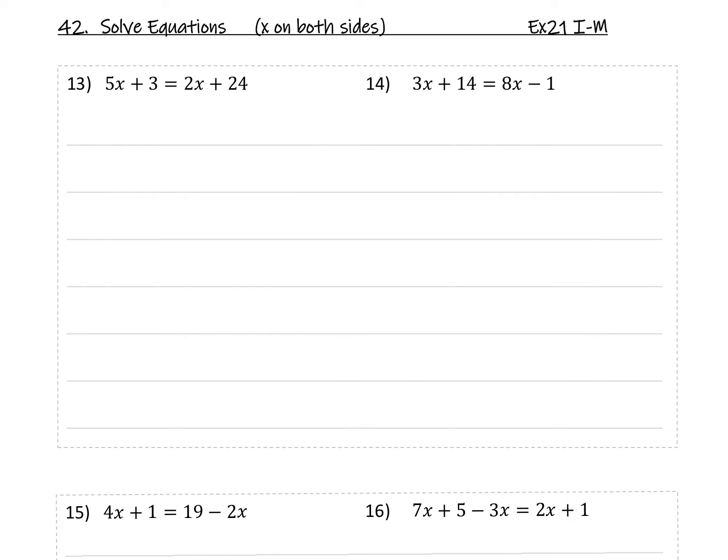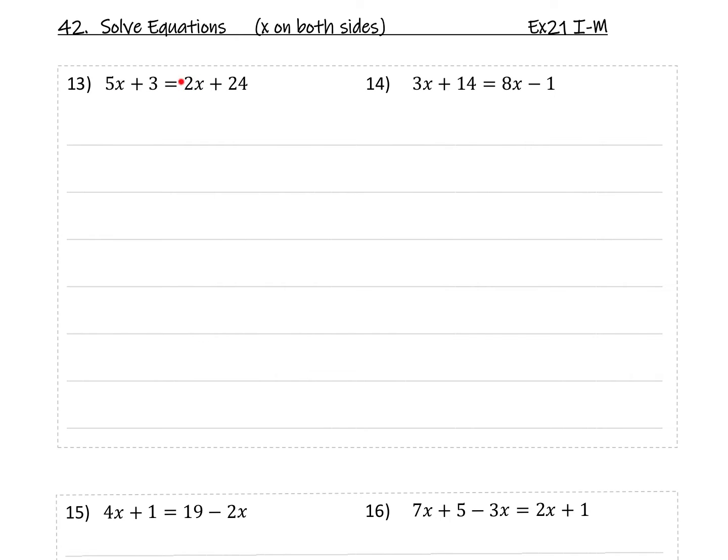Example 13. You'll see here we've got a 5x on the left and a 2x on the right. We normally want just x equals at the end. So we have to first of all deal with the fact that there's x's on both sides. Deal with your x's first. And I would recommend trying to get rid of the smaller number of x's first. So the smaller number of x's is the 2x. 2x is smaller than 5x.